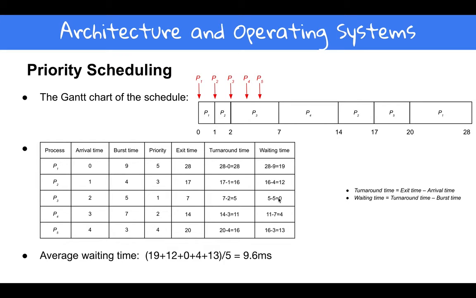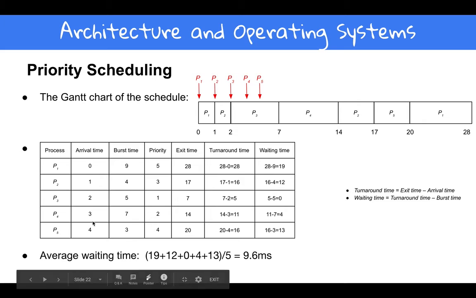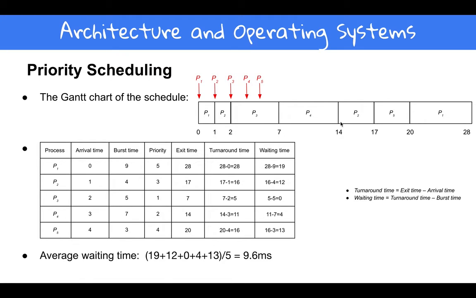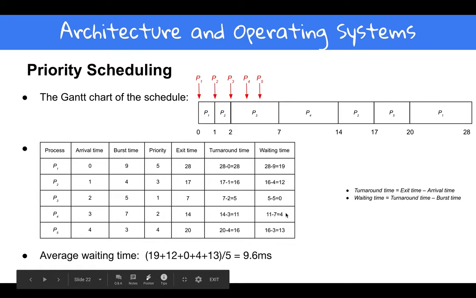And for example, look at P3. The waiting time is 0. Let's look at that. P3 arrived here, immediately got the CPU and got executed. It means that it didn't wait anything here. Another one, let's go for P4. P4 is here, executed at 7. It arrived at when? At 3. So it waited 4 seconds. As you see, we can use this column for waiting time.